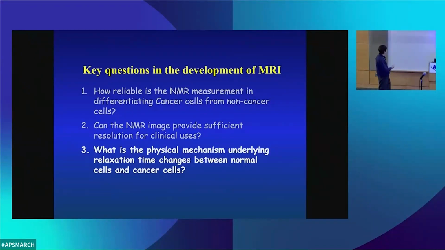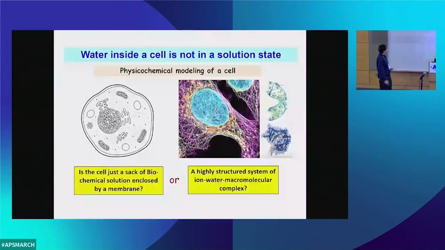So about the first question: what is the physical mechanism underlying the relaxation time change between the normal cell and the cancer cell? Well, this is a complicated question. I would say the research is still actively going on. If you go back to the 70s, in the early time, biologists were debating what the physical chemical structure inside a cell is. One popular view, shown in most textbooks, is that the cell is just a set of biochemical solution enclosed by a membrane.